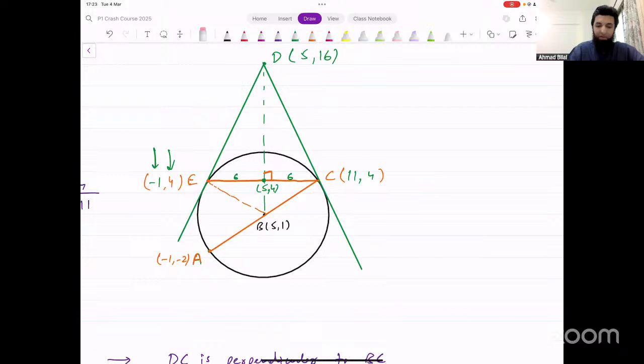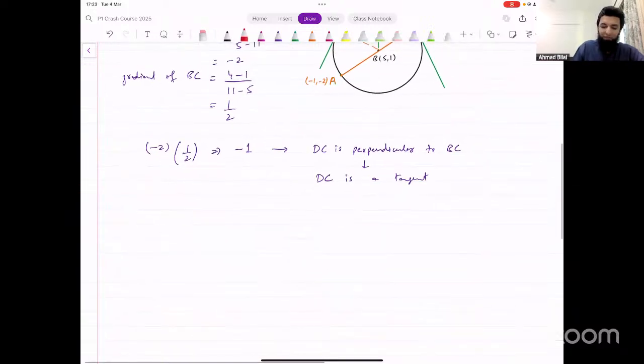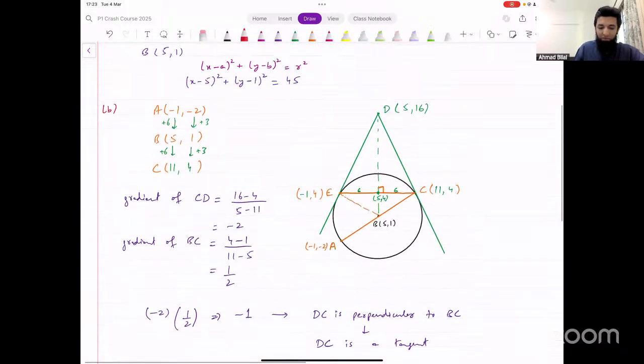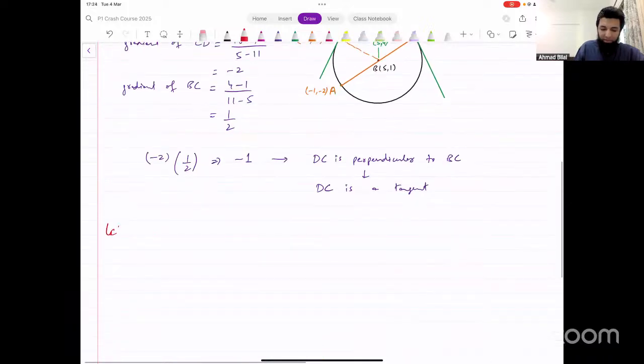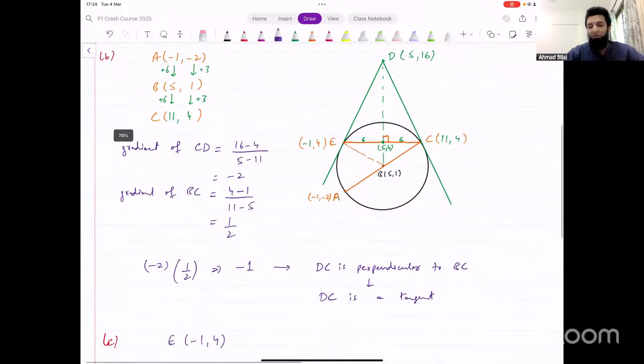So 11 minus 5, that gives us 6 units. We go 6 units to the left here, and that gives us the x coordinate -1. These are the coordinates of the point E, and that's all that we have to do. We just write down those coordinates here. Part C, the point E is -1 and 4. And that's what we were looking for.